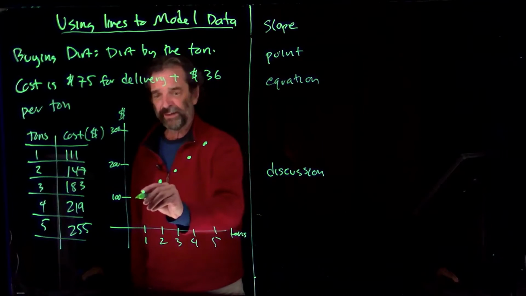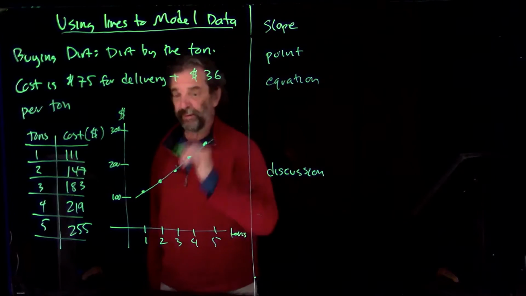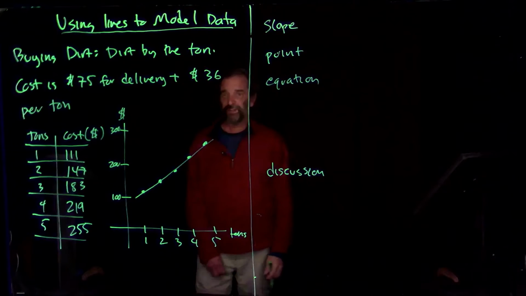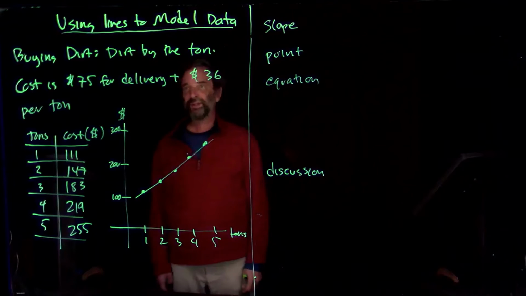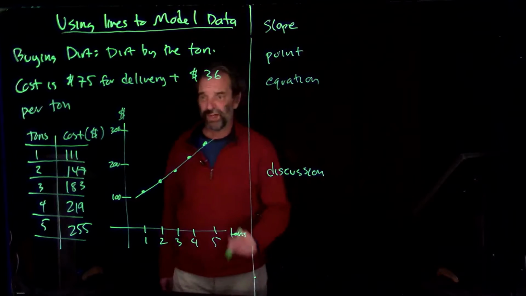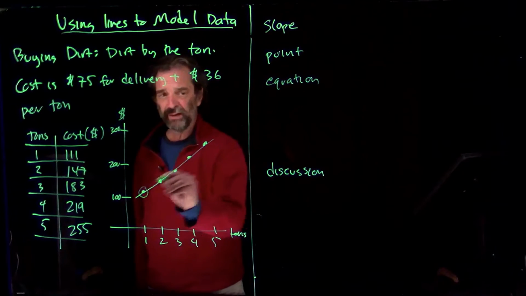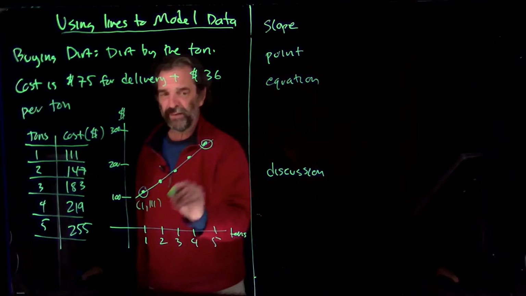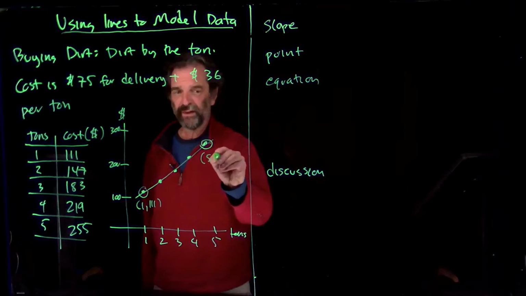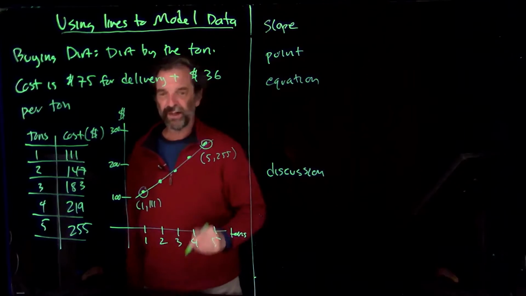So I'm thinking that seems to be a linear pattern, like that. So we ought to be able to write the equation of the line. We use that line to predict the cost rather than just looking up there and trying to figure it out. So first we need the slope. So we'll just take 2 points. We'll take this one here and this one here. So that's 1, 111. And this is 5, 255. But you can pick any 2 points.